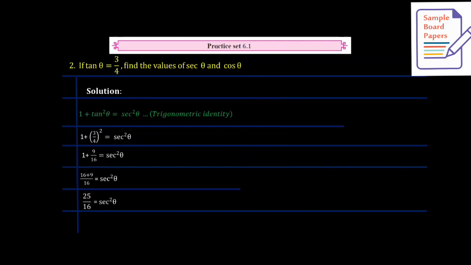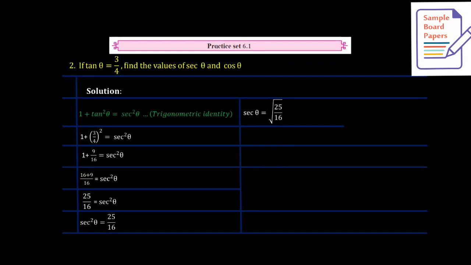Okay. So it is on the left hand side, so you can change the position. Sec square theta is equal to 25 by 16. Now next step, take square root. So sec theta will be square root of 25 by 16. Very simple. Both are perfect squares. Square root of 25 is 5 and square root of 16 is 4. So we have completed the first part of our proof, that is sec theta.